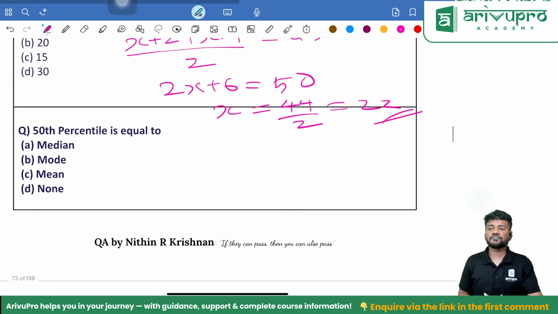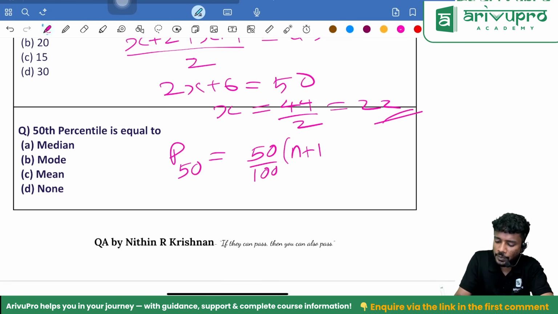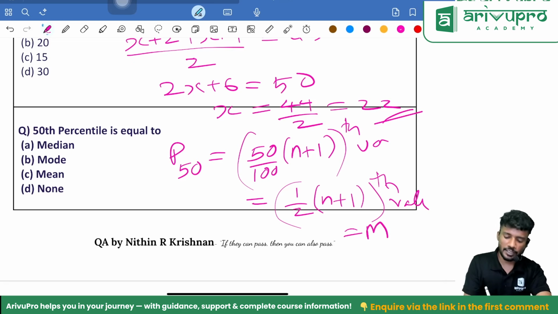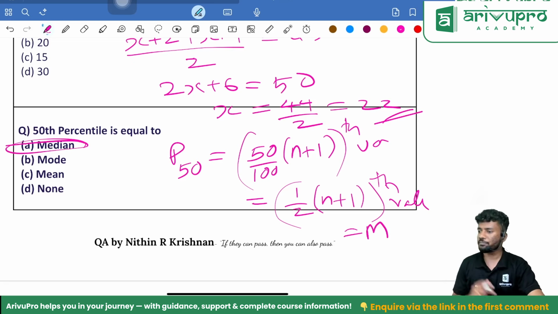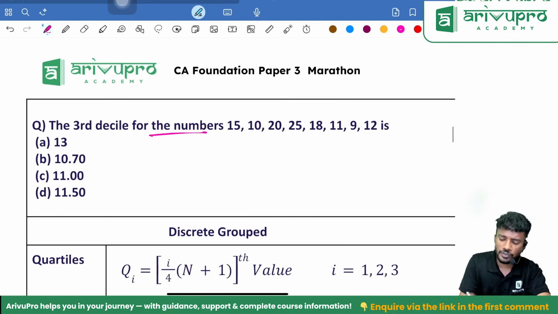Now, 50th percentile is equal to what? Median. How did you know that? 50th percentile means 50 divided by 100 into n plus 1th value. Correct? Yes. 50 by 100 is nothing but 1 by 2 into n plus 1th value. What is the formula of this? This is nothing but our median. Clear?